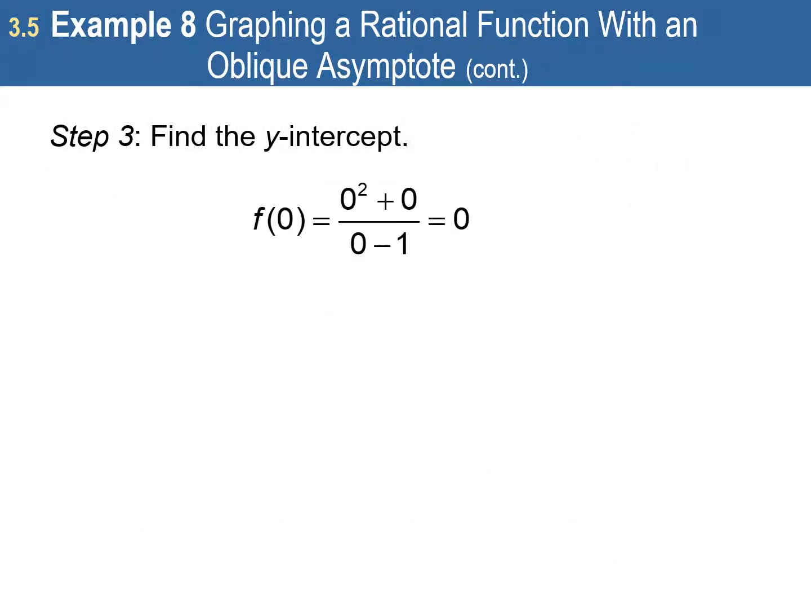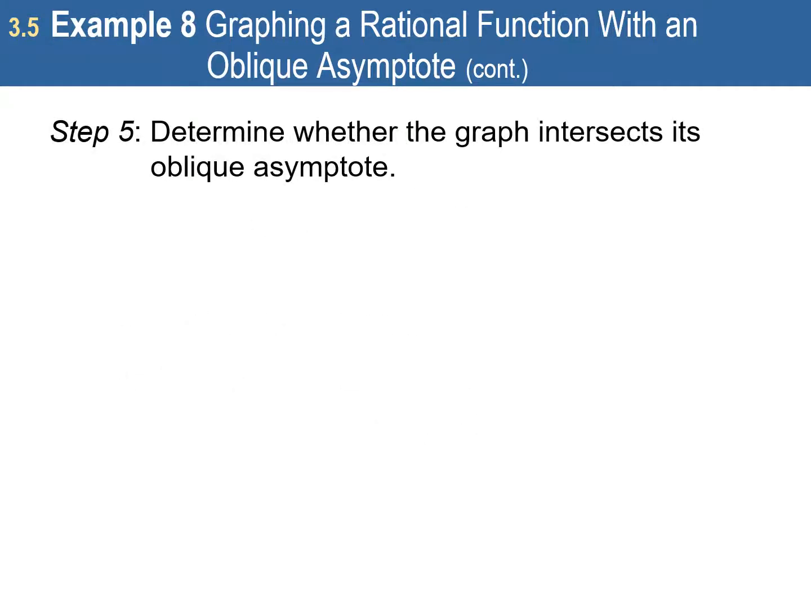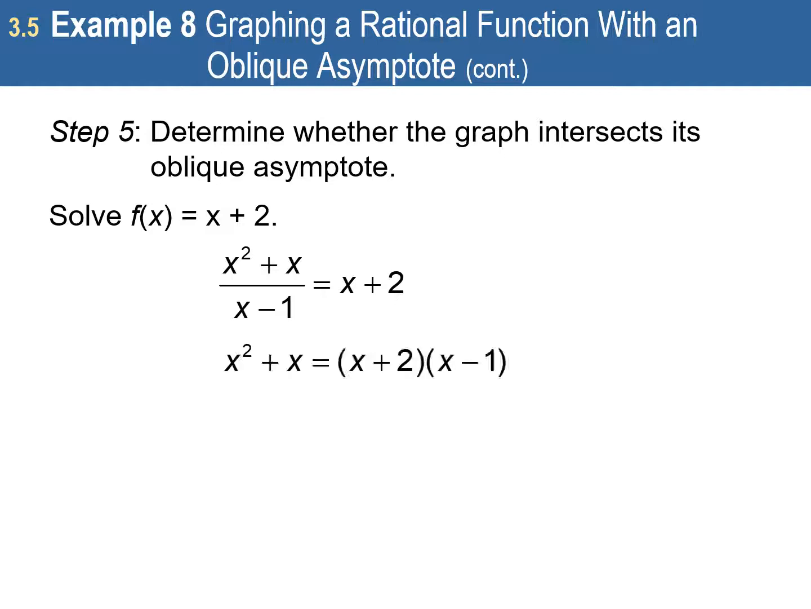Find the y-intercept, 0, 0. Find the x-intercepts. That's going to be when x is 0 or x is negative 1. Now, determine whether it intersects its oblique asymptote. F of x is x plus 2. So we're going to set x plus 2 equal to x squared plus x divided by x minus 1. We cross multiply there and solve, and we get 0 equals 2. So it doesn't cross its oblique asymptote.